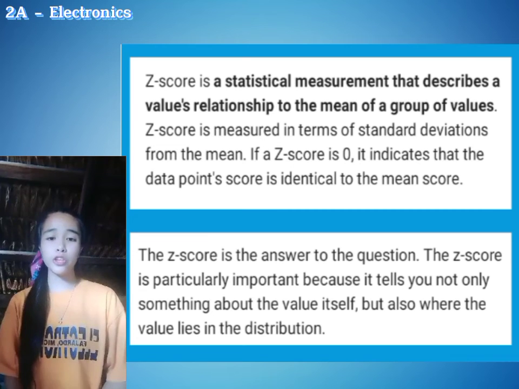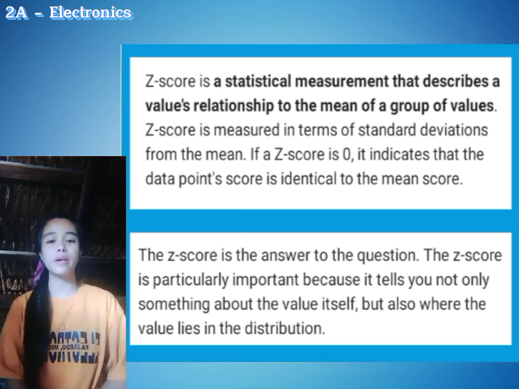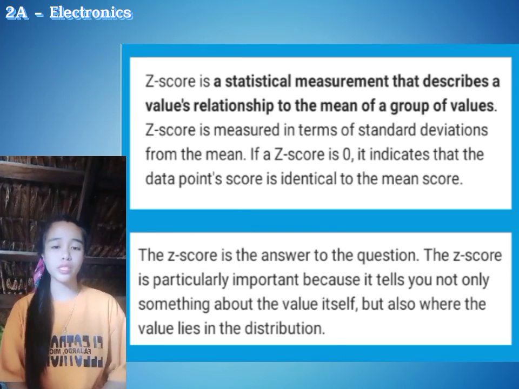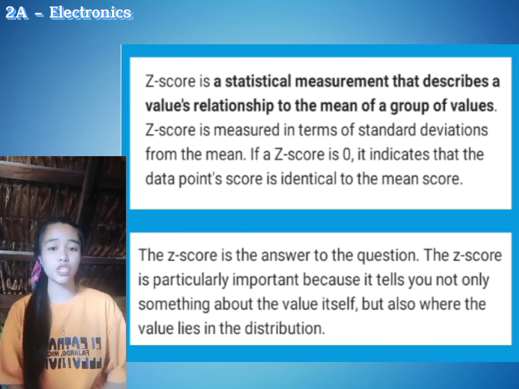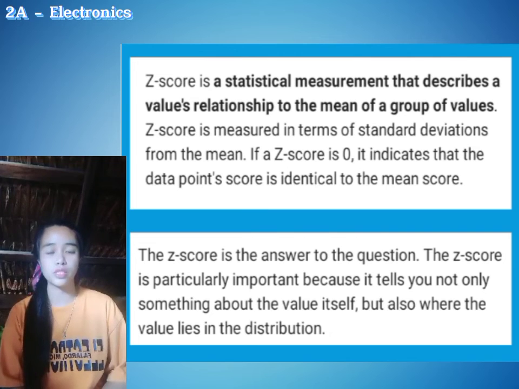The z-score is a statistical measurement that describes a value's relationship to the mean of a group. A z-score is measured in terms of standard deviations from the mean. If a z-score is 0, it indicates that the data point's score is identical to the mean score.